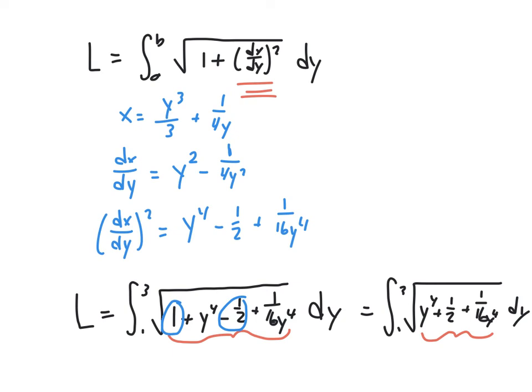In fact, take a look at what happened here. This was a perfect square, and it had a minus sign, and its factor is y squared minus 1 over 4y squared. And since the only difference is that this one has a plus sign, I've got a feeling that our factored form is going to look a lot like y squared minus 1 over 4y squared. Let's get a new screen.